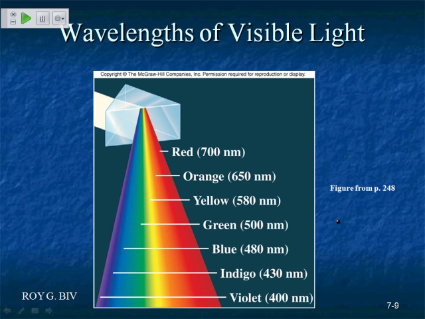Now, here are the wavelengths of the visible light, the 7 colors which we can separate through a prism: red, orange, yellow, green, blue, indigo, violet. Again, I don't want you guys to memorize the wavelengths or anything, but you need to know the order of the colors. Okay?